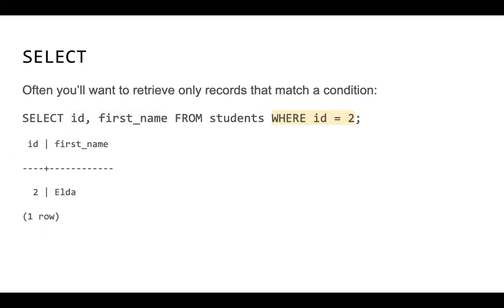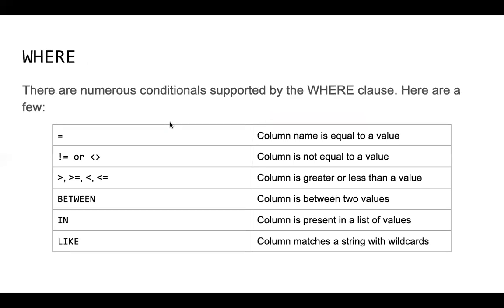If you only want certain records, you'll typically use this operator, where. So in this case, they say where ID equals 2. So this says, give me the ID and first name from the students table where that student's ID number is equal to 2. So it only gives me just one row. So the where operator is very versatile. So these are some of the most common ways you'd be using it.